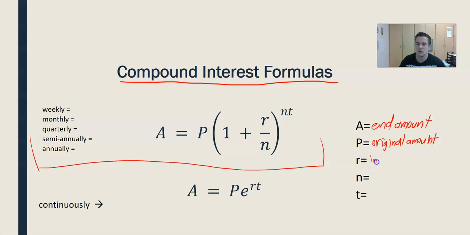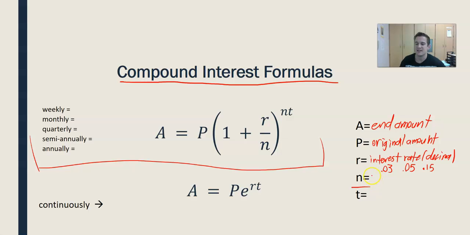R is your interest rate, and that's written as a decimal. So say you go to the bank and they're like, okay, your savings account gets a measly 3% interest. Your interest rate would be 0.03, or a 5% interest rate would be 0.05, or a 15% interest rate would be 0.15. R represents your interest rate.